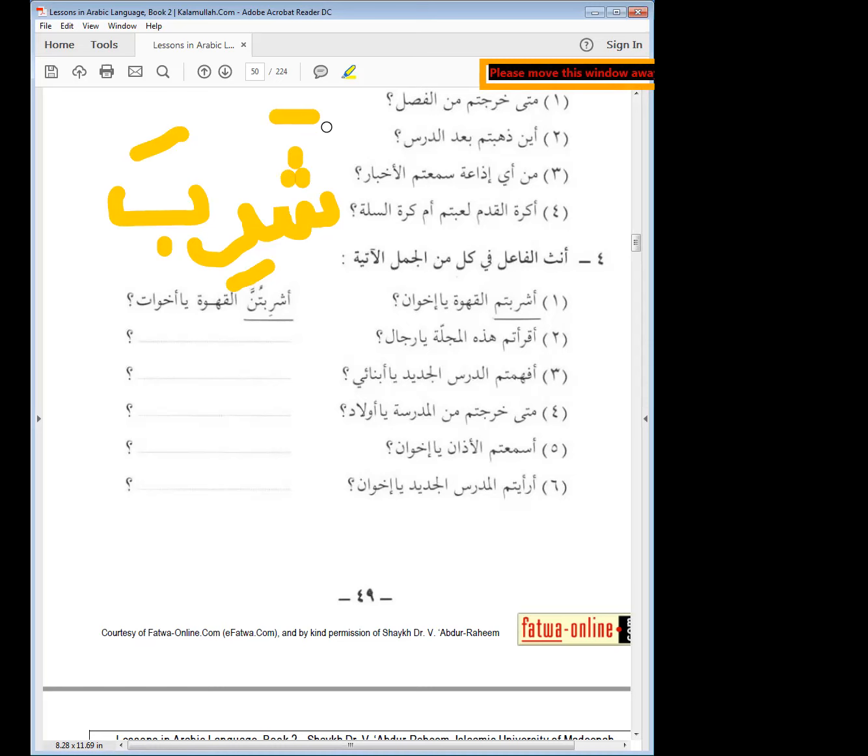Shariba, Sheen, Ra, and Ba, right? Shariba, this is the verb to drink, right? Now, when we have the attached pronoun Tum, the Ta and the Mim attached to it, we get Sharibtum, all right? So this now has a sukun on it, right?